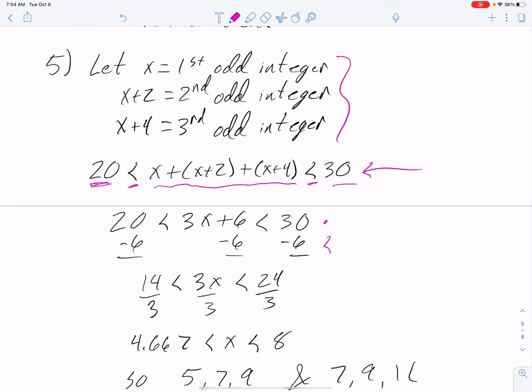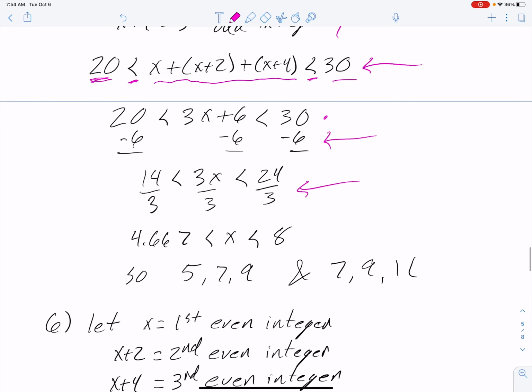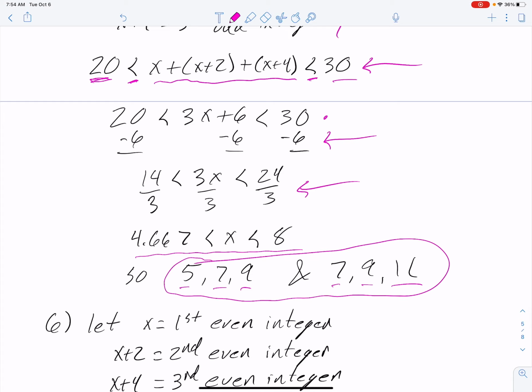Combine my like terms, start solving, divide by 3. And so I find that the first number has to be between 4.667 and 8. So the first odd number between those two values is 5, which would make my first set 5, 7, 9. There's another odd integer that fits between 4.667 and 8, and that's 7. So my second set would be 7, 9, and 11. There are no more odd integers that fit in between 4.667 and 8, and so I've got my answer.